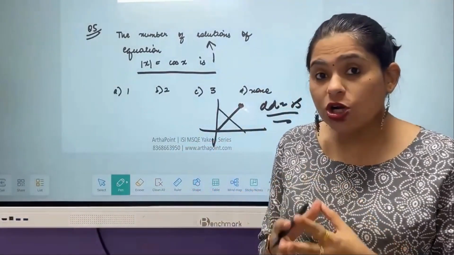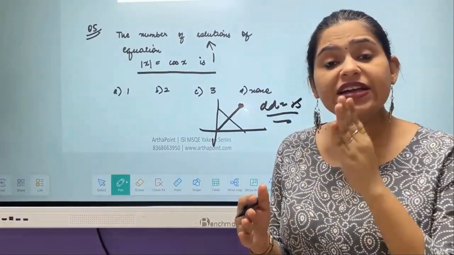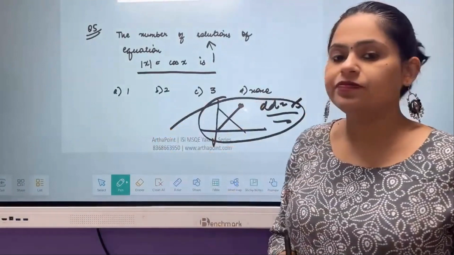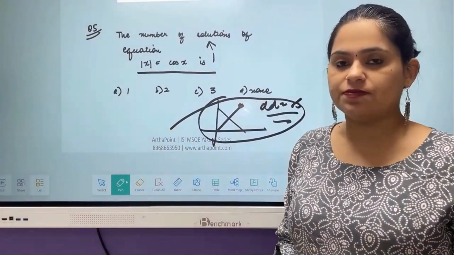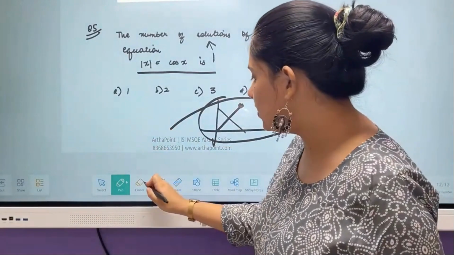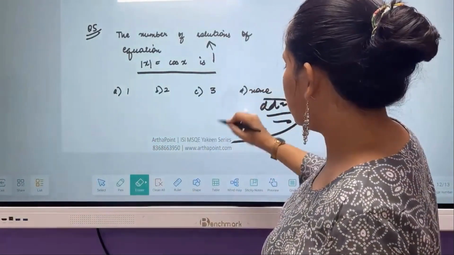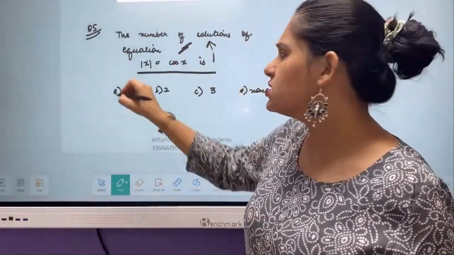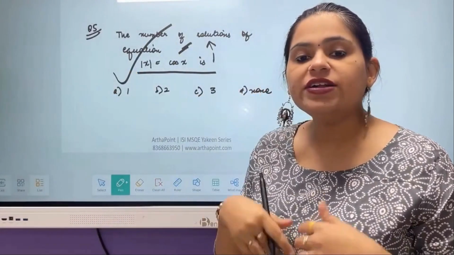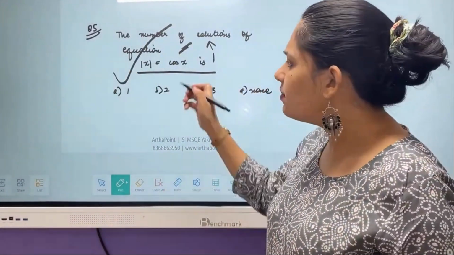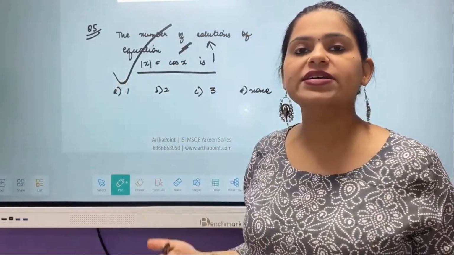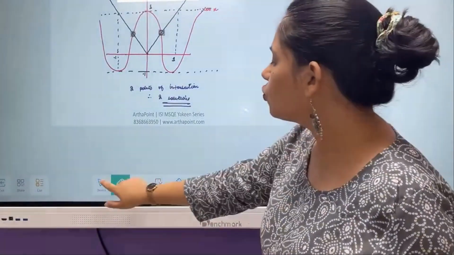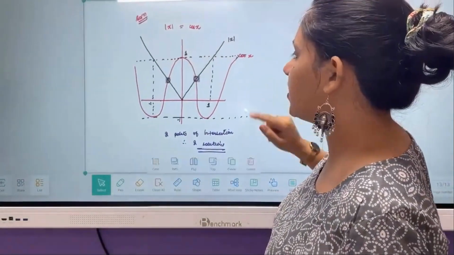So solution means the intersection of the curves. Whenever the curves intersect, that gives me the solution. Is that clear? So in our case also, beta, two equations are given in a way. One is cos x, one is mod x. If I have to find the solution of this, I draw both these curves and check their intersection. So if I talk about cos x, beta, cos x is a curve which looks like this.